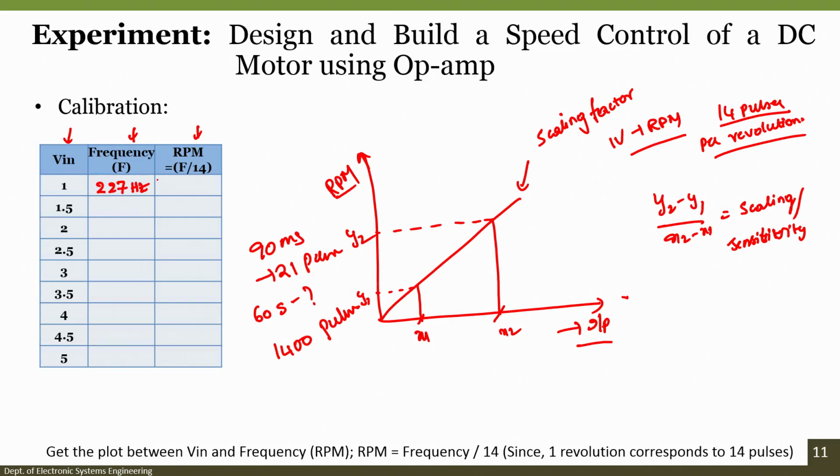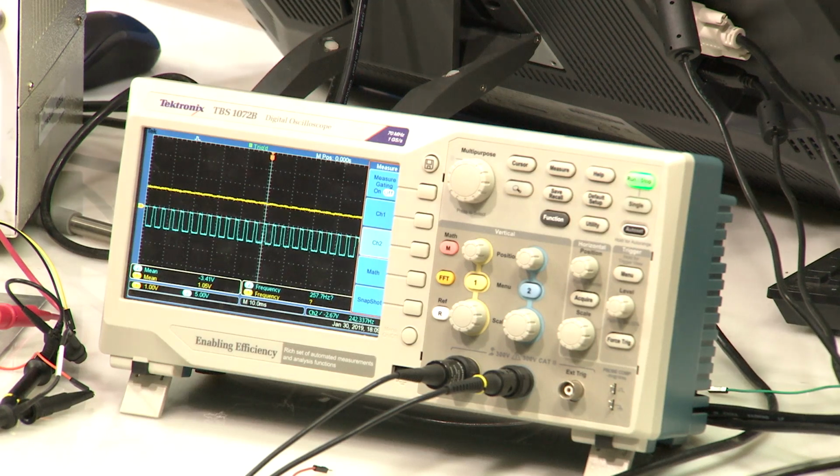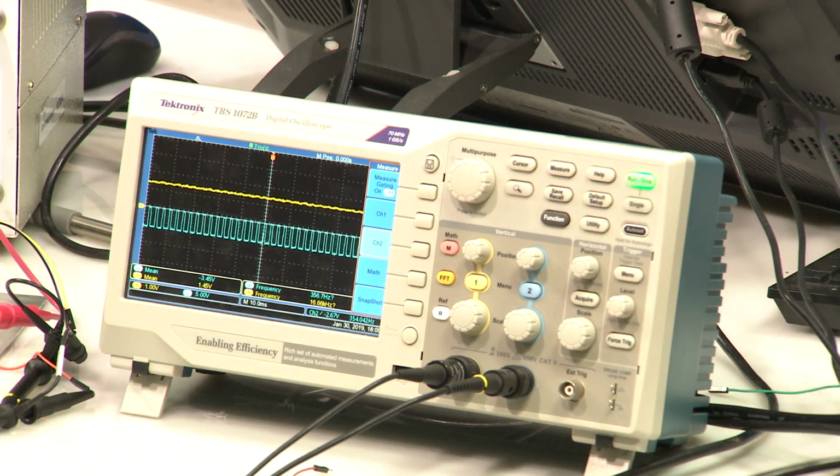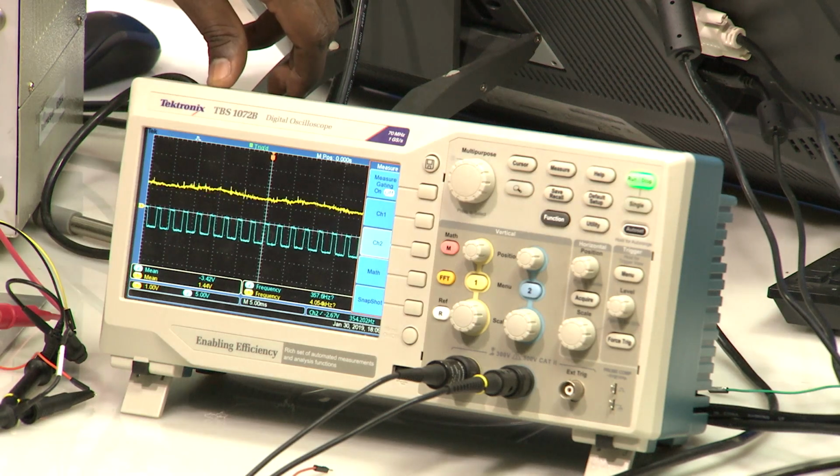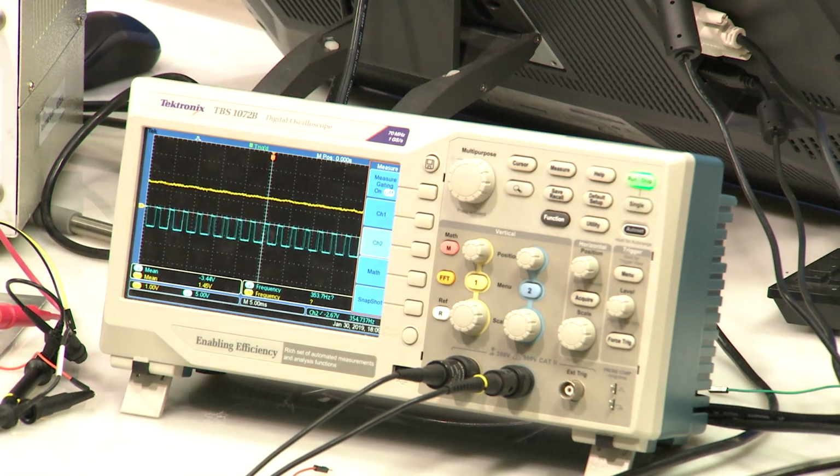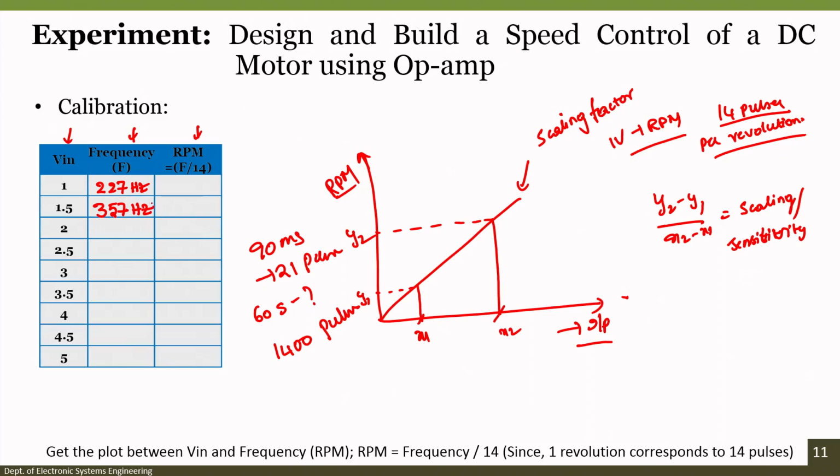So we will change it to 1.5 and we will see. Right now it is on 1, I am slowly changing to 1.5. So I have powered with 1.5. Now if I see the frequency at the output side, it is 357 hertz. You can also notice the motor is rotating. So for 1.5 it is 357 hertz.